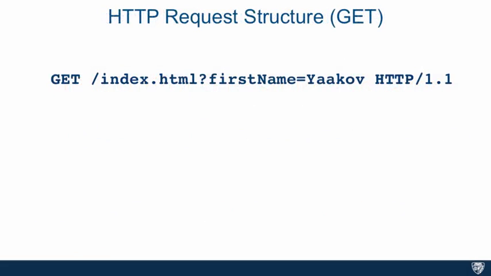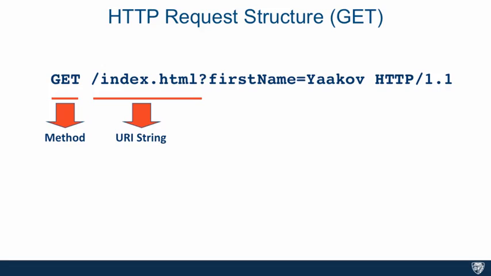So let's take a look at an HTTP request structure. In other words, the actual language that the browser communicates with the server. And this is an example of a GET request. This request starts with the word GET, and it's almost like a command. I want to get some particular resource. And that command is called a method. There are many methods, and we're going to talk about a couple of them.